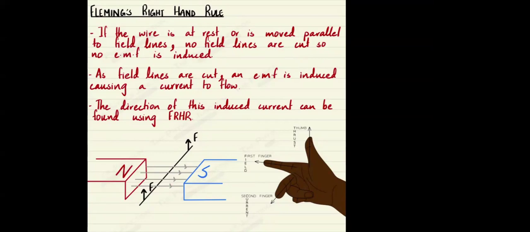But if I move this up or down in such a way that it actually cuts through these field lines, then an EMF would be induced. And if I give this a closed loop, then that would also cause a current to flow. The idea here is that I can find the direction of this induced current using Fleming's right hand rule. Okay, for this, let me switch on the camera again.